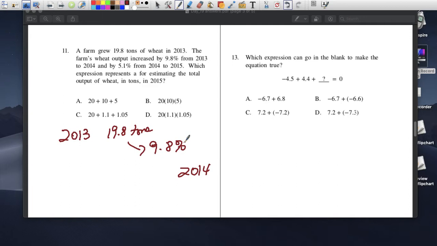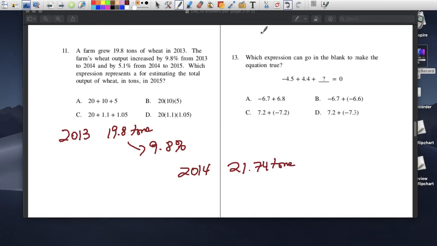So we need to find out what 9.8% is. So 19.8. You can do it two ways again. You can find out what 9.8% is of 19.8 and then add it, or just do 19.8 times 1.098, and that means that in 2014 they grew to 21.74 tons.